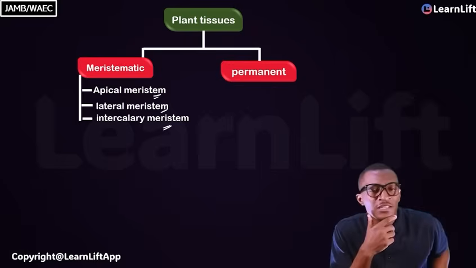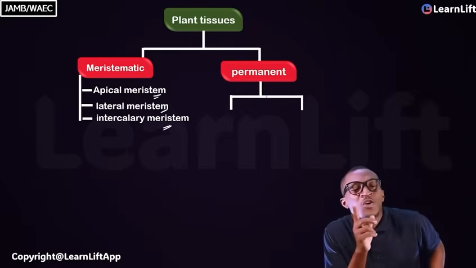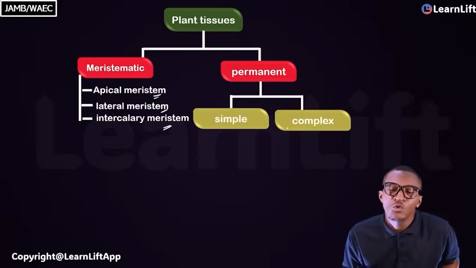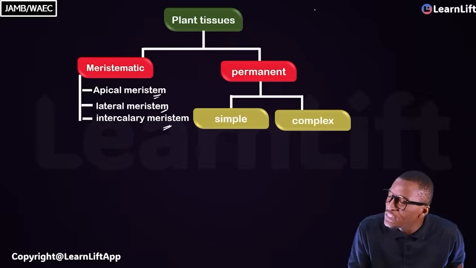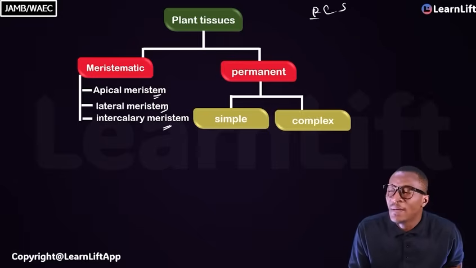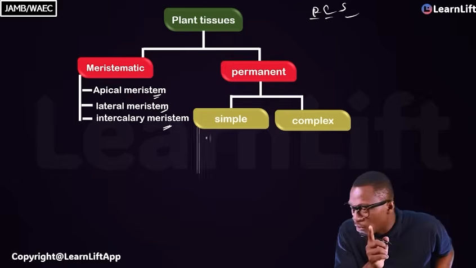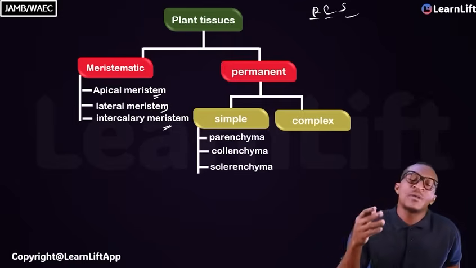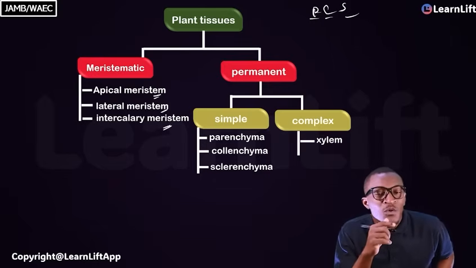Now, what are your permanent tissues? Permanent tissues are divided into simple and complex. What are the simple permanent tissues? I call them the PCS: the parenchyma, the collenchyma, and the sclerenchyma. Now, what are the complex tissues? They are just two: the xylem and the phloem.